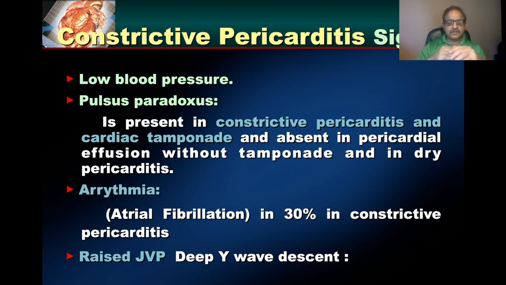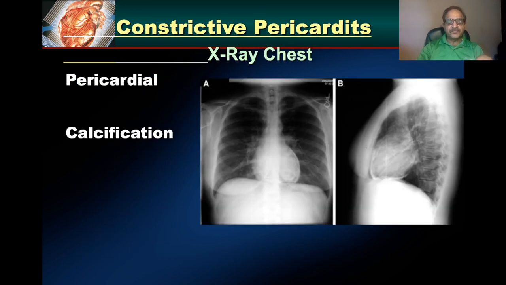Blood pressure is low. Pulsus paradoxus is present in 30% of the cases. If it is present, then you should think of a combination of constriction and effusion, effusoconstrictive pericarditis. Pulsus paradoxus is a feature of cardiac tamponade. And then, of course, the common arrhythmia in constrictive pericarditis is atrial fibrillation. The JVP is raised and there is a rapid wide descent.